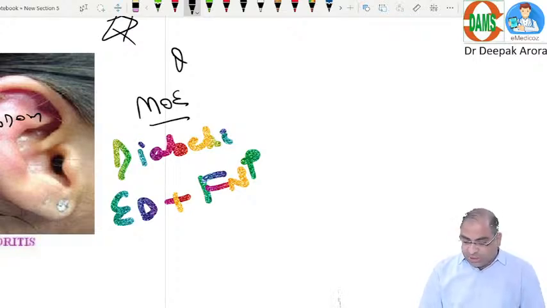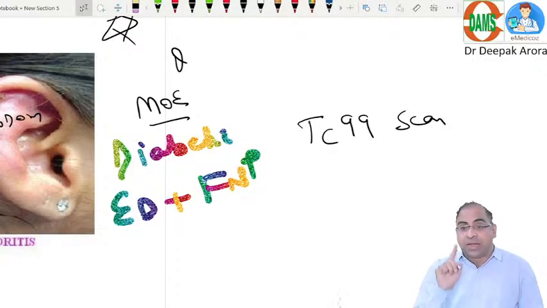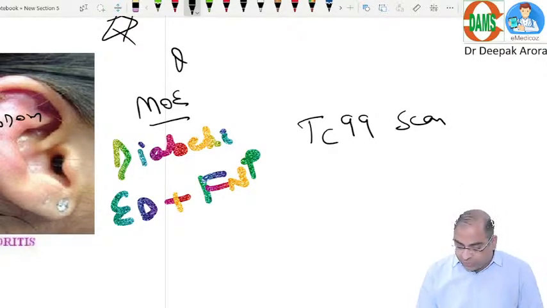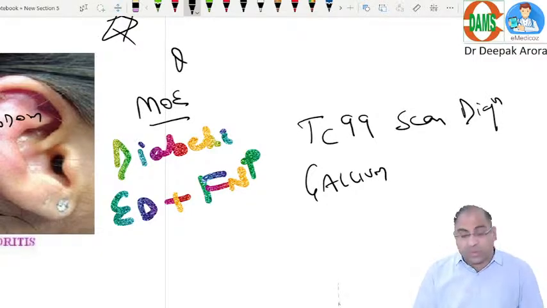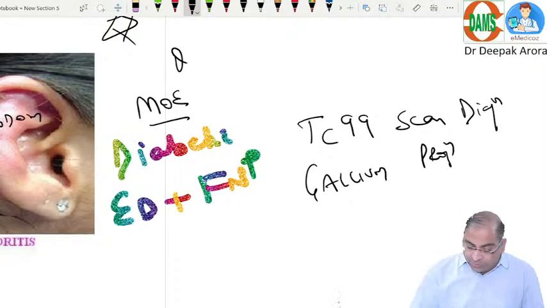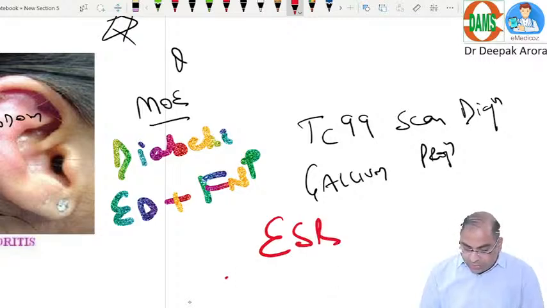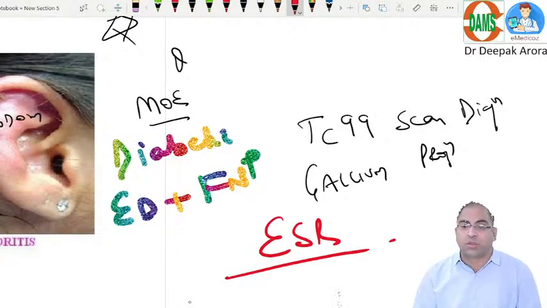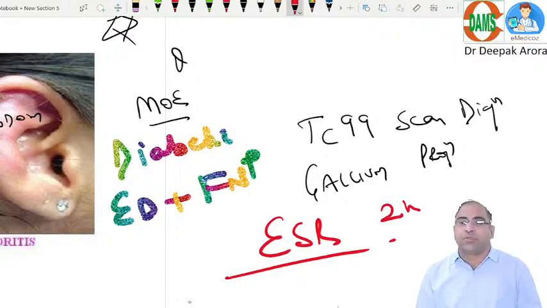Very good, Dr. Prem. Diabetic patient. What is the investigation of choice? I will be going for technetium 99 scan. And if the examiner asks you the prognosis, it is gallium scan. So diagnosis is technetium scan, gallium scan is the prognosis. I will be asking you what lab investigation you are using in medical college for prognosis. So you will reply it is ESR, erythrocyte sedimentation rate. Within how many weeks does it come down? It comes down within 2 weeks.